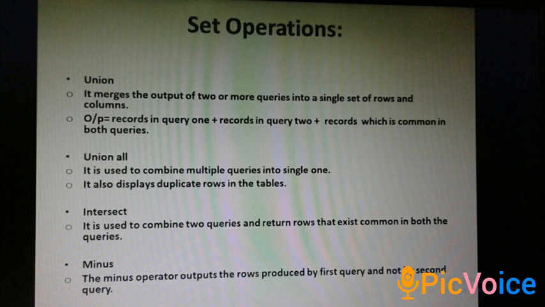So department 1 table and department 2 table, the records from these 2 tables are merged with the union all command. Next, intersect. It is used to combine 2 queries and return rows that exist common in both the queries. So intersect operation returns the common data in both the queries. So the output equal to set of records common in both the queries.